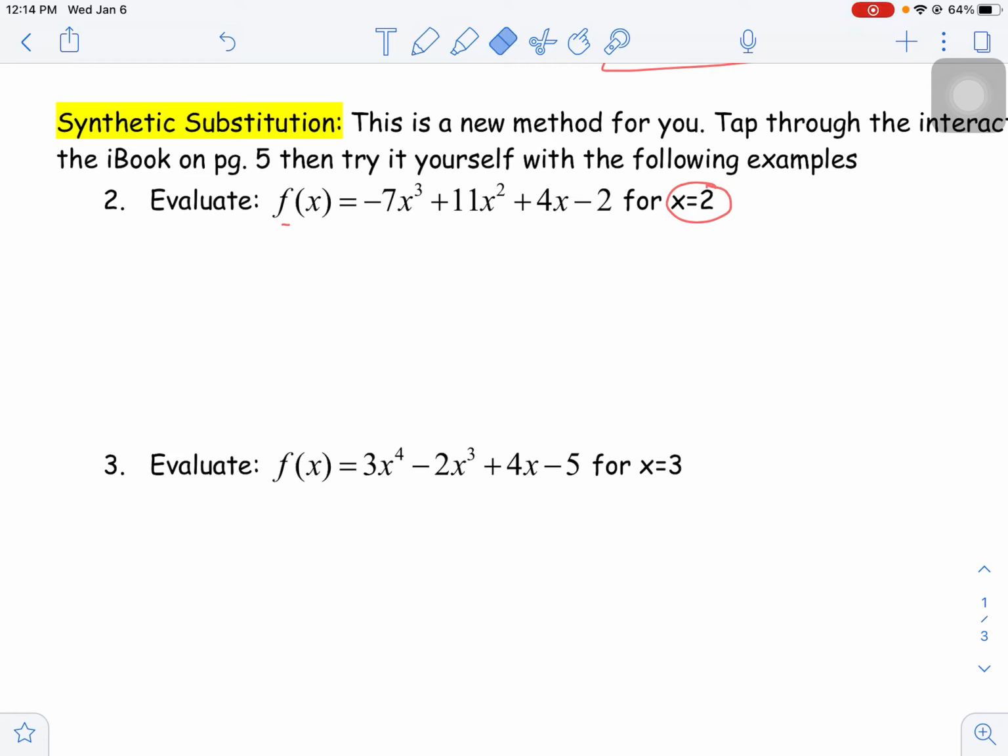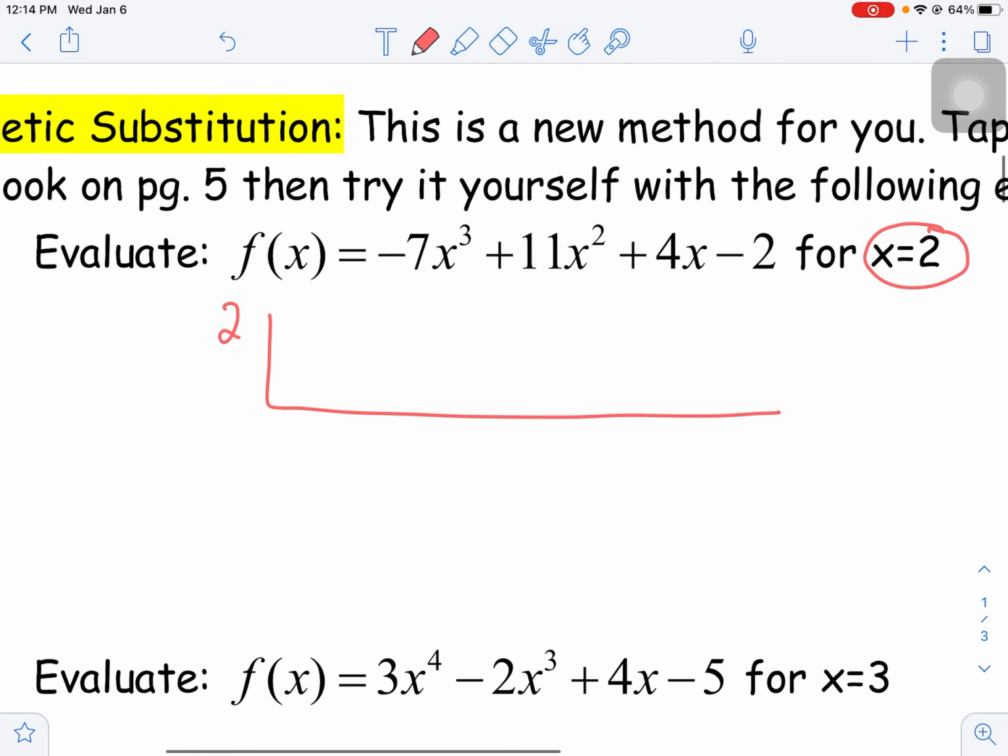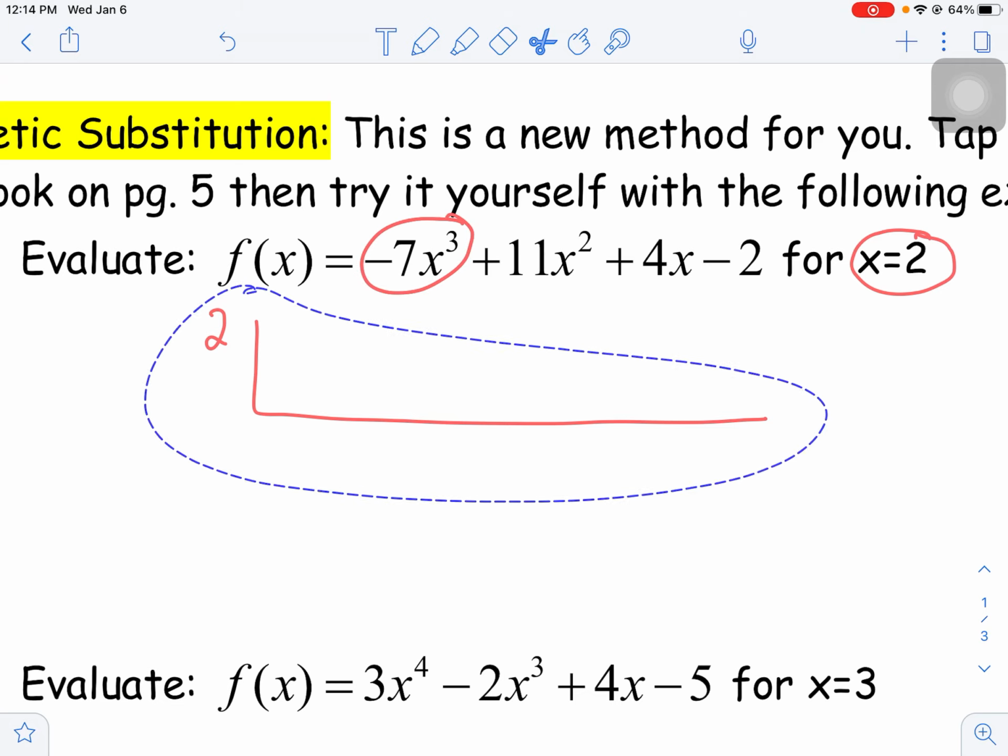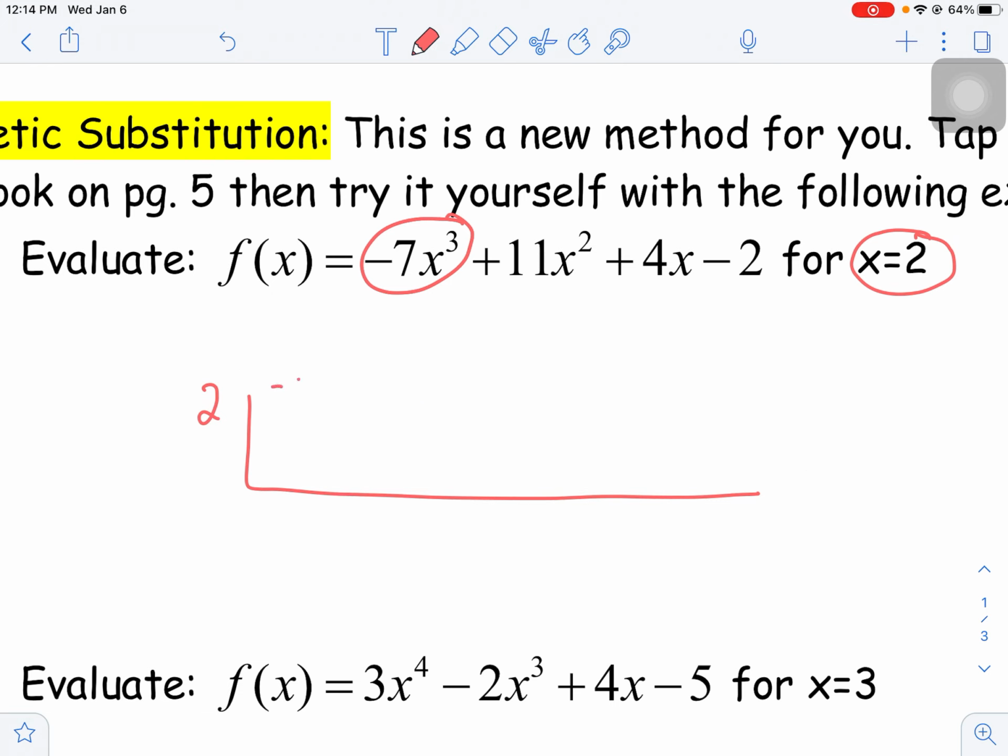All right? So when we make synthetic substitution, what we're going to do is we're going to make this big long L. Just like this. And then the value that we're evaluating goes on the outside. On the inside goes every single coefficient and constant term. So it starts with, because negative 7x cubed is the biggest x value, we're going to start there. So we're going to go negative 7, and then we have to go down.